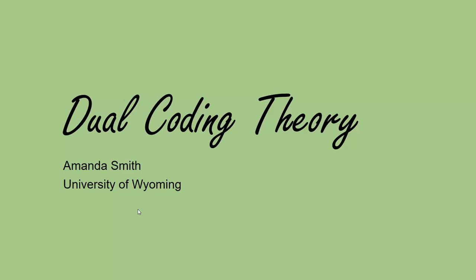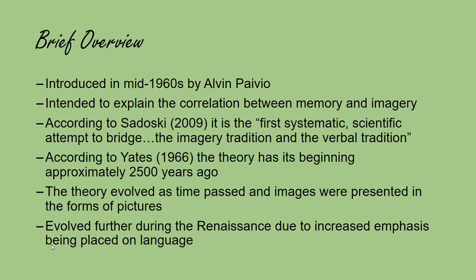I decided to do my presentation on dual coding theory because it seems to go more hand in hand with the special education background that I do have. This theory was introduced in the mid-1960s by Allan Paivio. He intended it to explain the correlation between memory and imagery, which has been researched multiple times, and it's used with Alzheimer's patients, dementia patients, even with little children, trying to help them learn the words that correspond with pictures and helping recall memory.